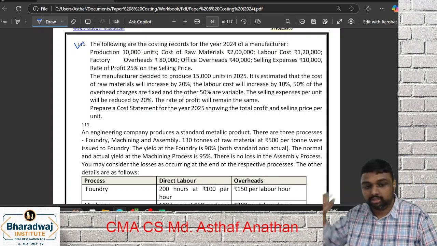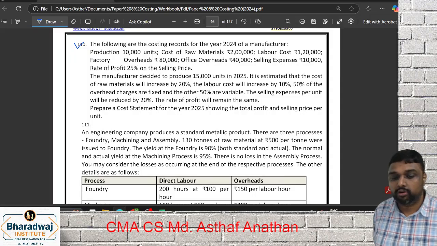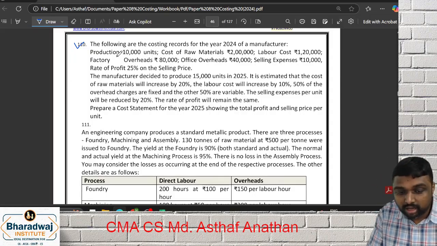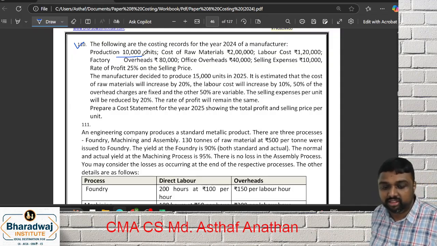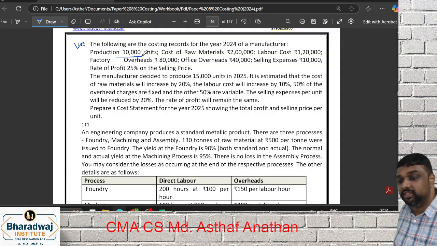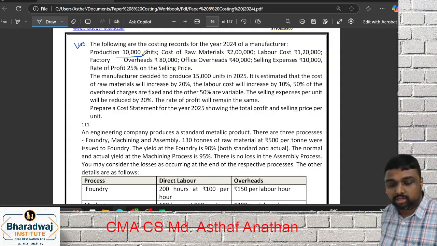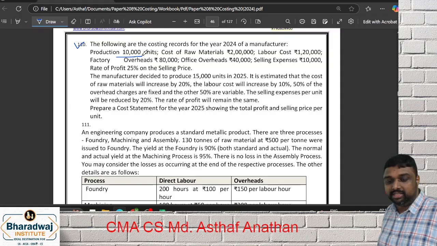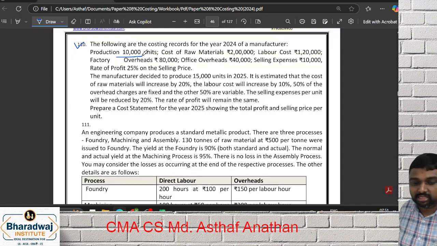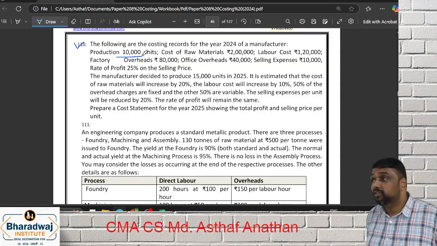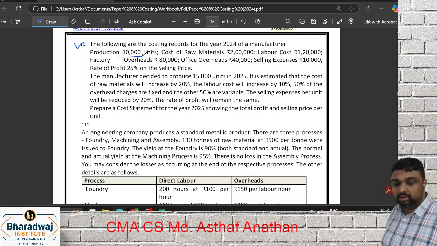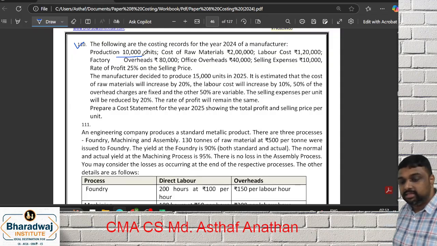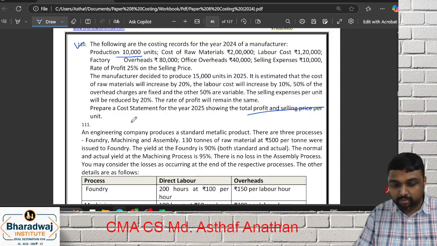Now we'll go for this model question. The following is the cost accounts for 2024. They have given the data for what? 10,000 units. We did a lot of similar questions. Material, labor, overhead, office overhead, everything. The manufacturer wants to produce 15,000 units in the next year. It is estimated that the cost of raw material will increase by 20%. Labor cost will increase by 10%. 50% of overhead will be fixed and 50% variable. Selling expense per unit will reduce by 20%. The rate of profit will remain the same. Prepare a cost statement for 2025. They are asking very clearly for total profit and selling price.